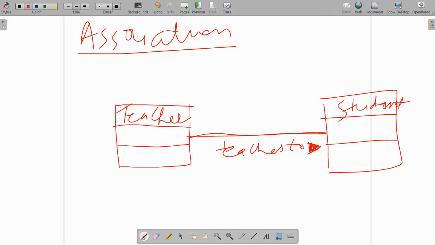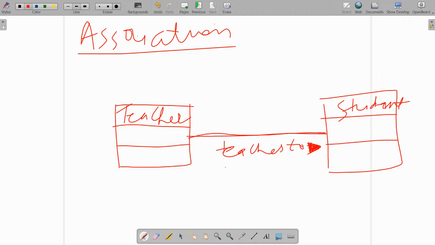I haven't mentioned the attributes or the operations. I have just mentioned two classes, the teacher and the student, and the association is shown by a single line on which the relationship "teaches to" is written, and the block arrowhead is shown to indicate that the teacher teaches the student. That is the meaning.